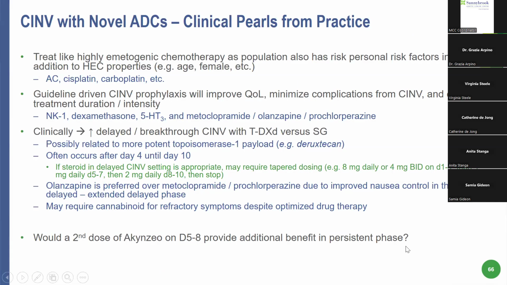So basically, in summary, patients getting ADCs, and the ADCs we are discussing are sacituzumab and trastuzumab deruxtecan, need to be equated to patients getting highly emetogenic chemotherapy, which is carboplatin and the anthracyclines. And this is probably according to all guidelines, because as I told you, ESMO guidelines don't classify them as highly emetogenic, but give these two compounds the same type of treatment you give to carboplatin.